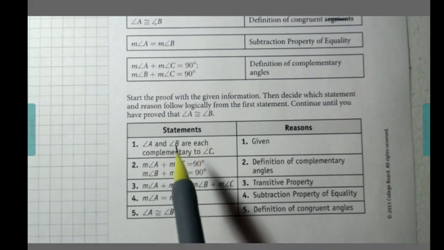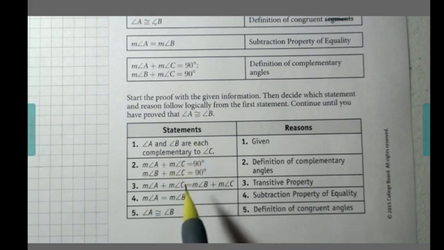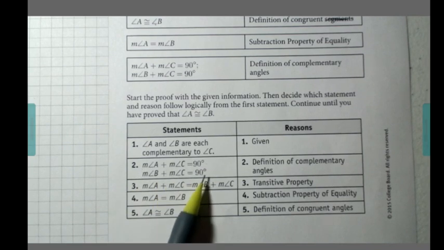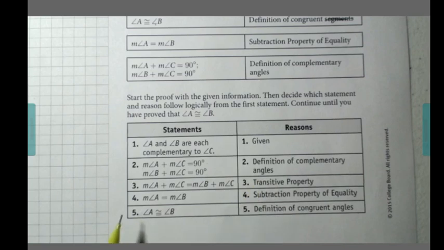Well, right now I know complementary. Well, what does complementary say? Complementary tells us that two angles add together to give me 90 degrees. So then they've come up with this statement. Measure of angle A plus the measure of angle C equals 90, as well as B plus C equals 90. And that's the definition of complementary angles.